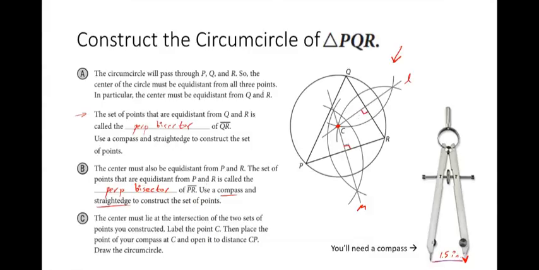And if you did this correctly, you should notice that the distance from P to C, this is the main idea, P to C is going to be the same or congruent to the distance from C to R, and the distance from Q to C are also going to be the same. So I want you to measure those, and I want you to give me the measurement, okay?